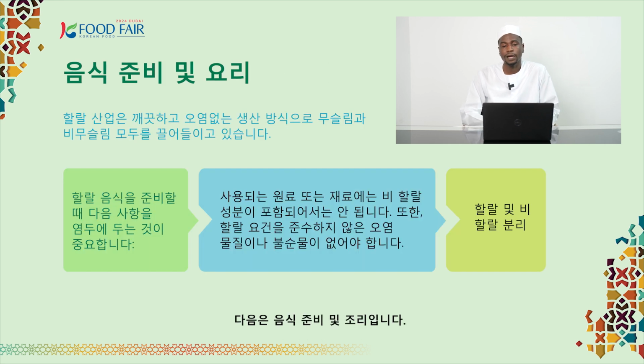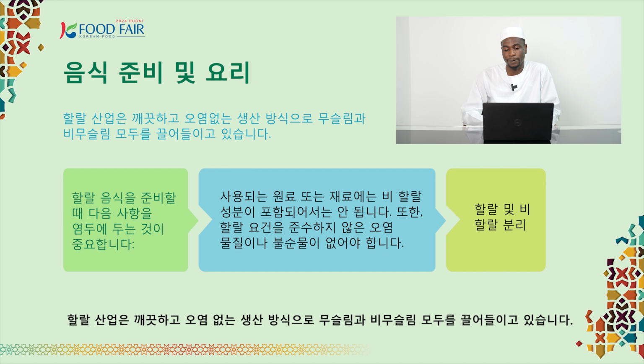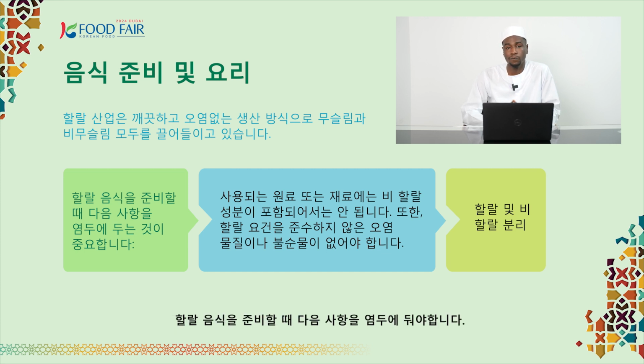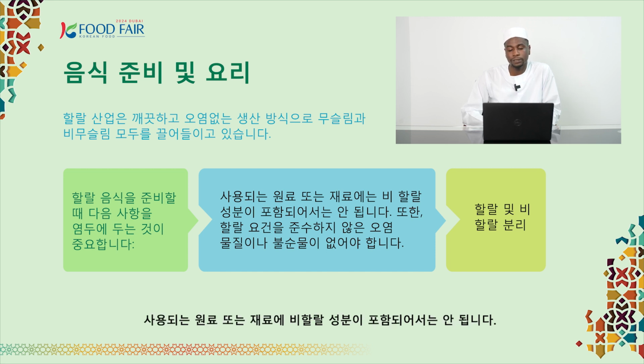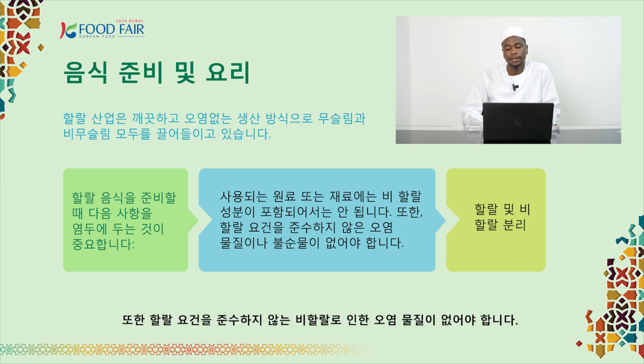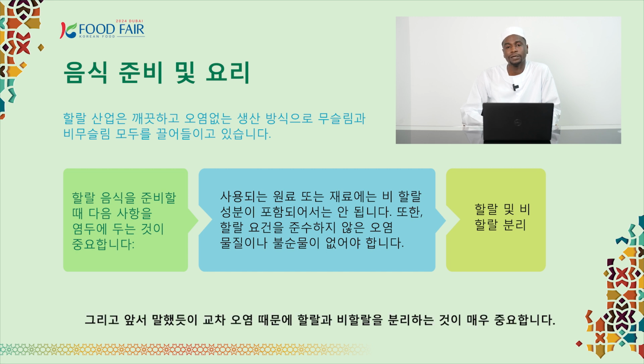Next, food preparation and cooking. The halal industry has expanded beyond food and drink, attracting both Muslims and non-Muslims with integrated, clean, and pollution-free production methods. So when preparing halal food, it is important to keep in mind the following points. The raw materials or ingredients used should not contain any non-halal components. This is the first point. Additionally, they must be free from any contaminants that may render them non-compliant with halal requirements. And as we said, segregation of halal and non-halal is very important because of cross-contamination.